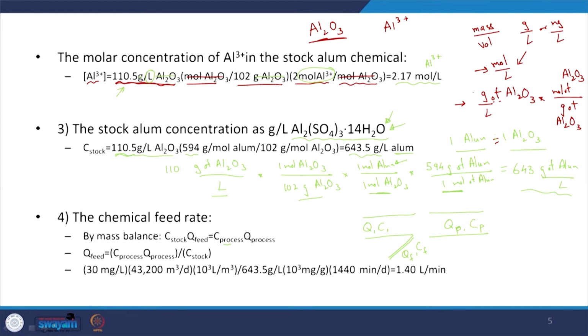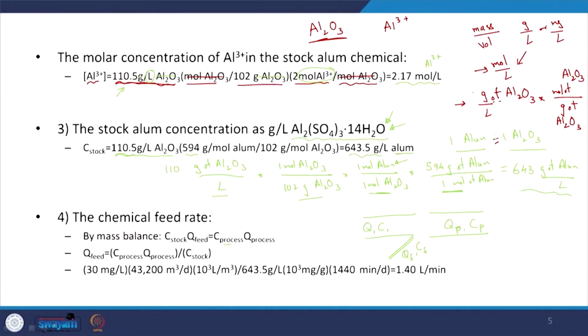So, what is happening? Two streams are coming in, one stream with most of the water with no alum, and one where I am adding the alum as the feed. These two are mixing, and then you have the process. We know the concentration at which it is supposed to be, which is 30 milligram per liter. Anyway, we will come back to that. So, how do I get this? It is just a simple mass balance.